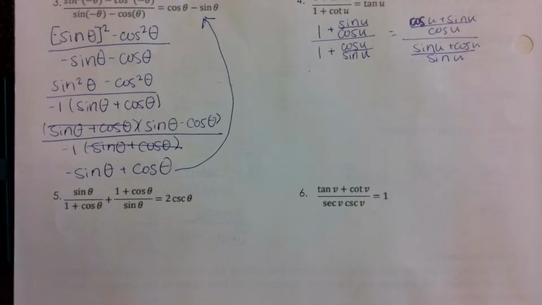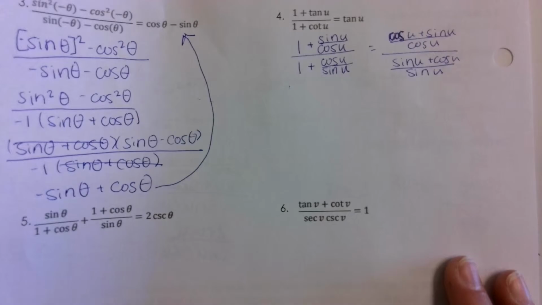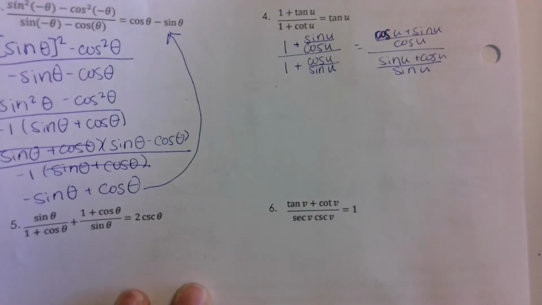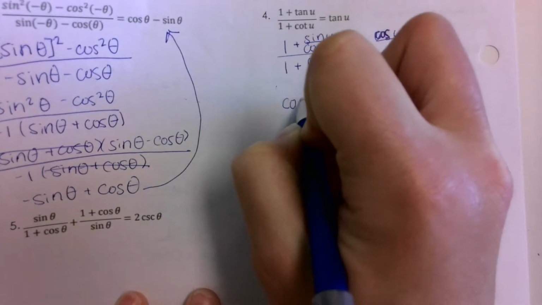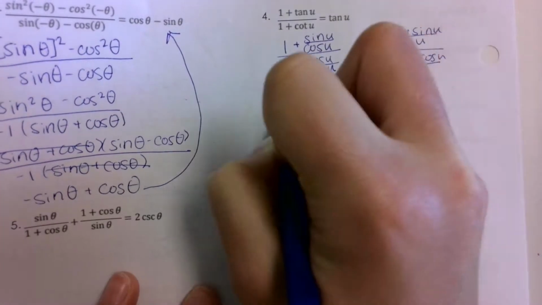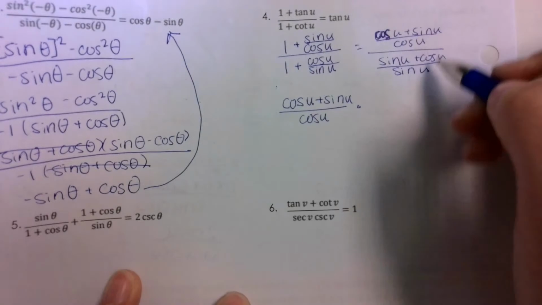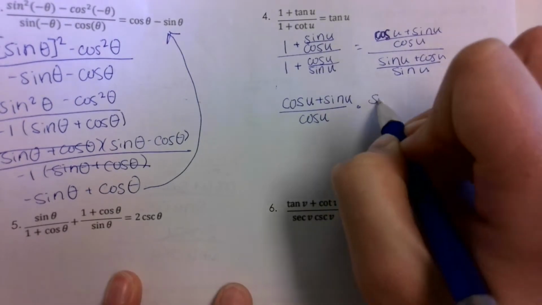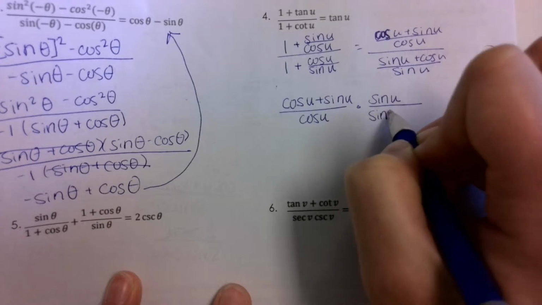So then we're dividing fractions again. What do you do when you're dividing fractions? We'll multiply by the reciprocal. So I'm going to take the numerator, which is cosine u plus sine u over cosine u, times the reciprocal of the denominator, so sine u over sine u plus cosine u.